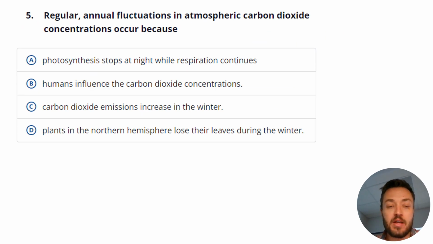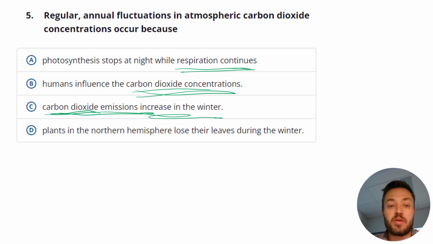Let's look at another practice. Regular annual fluctuations in atmospheric carbon dioxide concentrations occur because photosynthesis stops at night while respiration continues. This is a true statement. Humans influence the carbon dioxide concentrations. Well, that's also true because we burn fossil fuels. Carbon dioxide emissions increase in winter. That is kind of true as well because we tend to burn more fossil fuels during the winter.